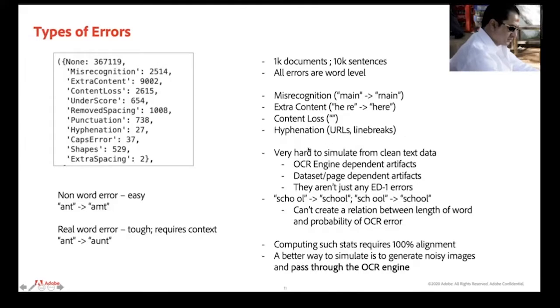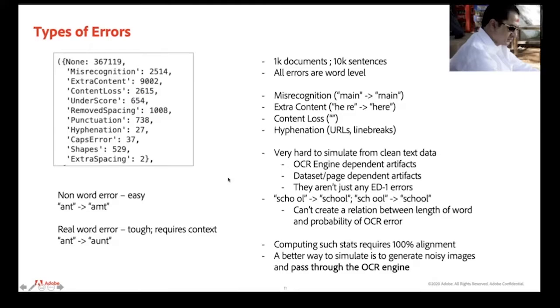And the problem with all this is, if you think of taking some plain text and just adding these errors at random to simulate lots of them, we can't do it, because the errors are actually OCR engine dependent and also dataset dependent. The artifacts depend on these, and we can't just insert any edit distance one error. Also there is no link between the length of a word and the error, because the white space could exist anywhere, so you can't make such a connection. And computing these statistics is very difficult without alignment.